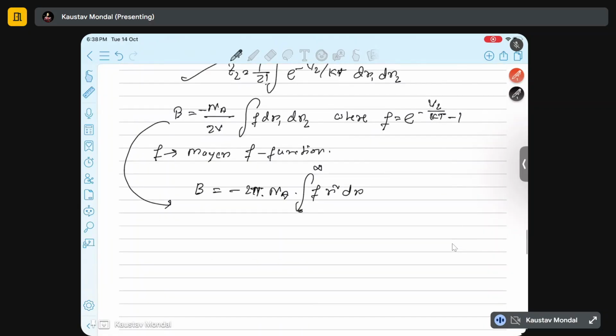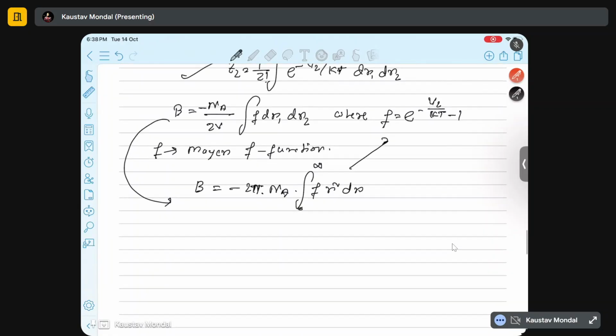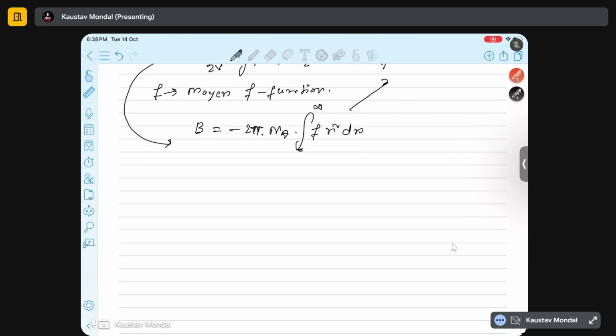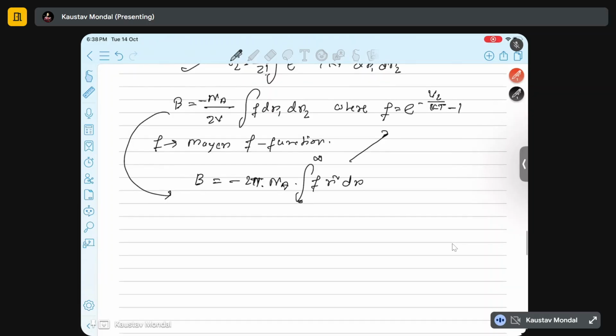Here you know f is equal to e to the power minus beta v2, minus 1. Now from simply this expression, whatever the expression of the potential, the pair potential v2 that is appropriate for your system, you can just numerically calculate this integral for that type of potential, and by doing that we will be getting the expression of B, the virial coefficient.